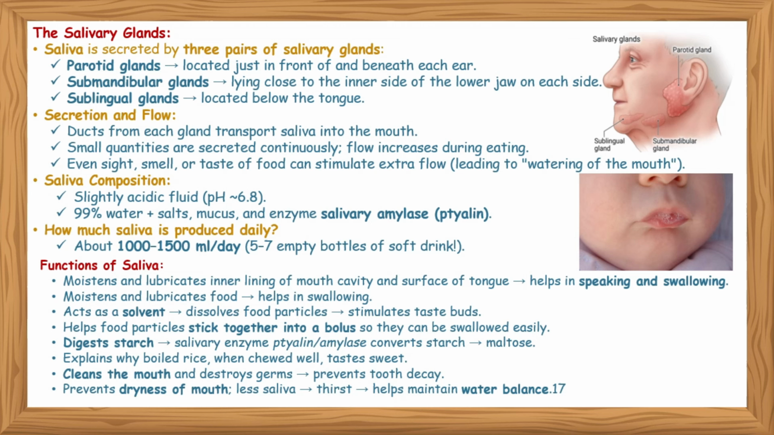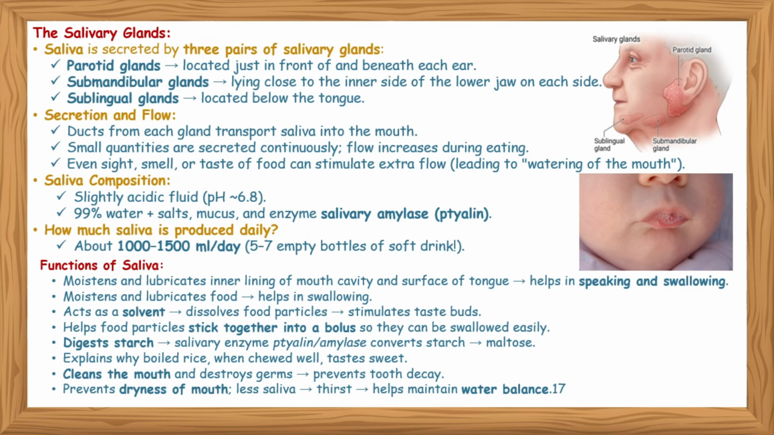Saliva composition. Saliva is a slightly acidic fluid, pH nearly 6.8. It has 99% water, and salts, mucus and enzymes like salivary amylase or ptyalin. Functions of saliva: it moistens and lubricates the inner lining of the mouth cavity and the surface of the tongue. It helps in speaking and swallowing. It moistens and lubricates food, helps in swallowing, and acts as a solvent.